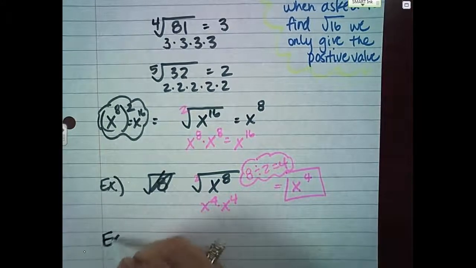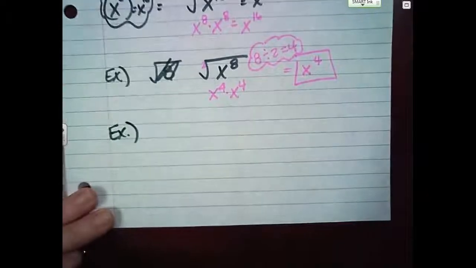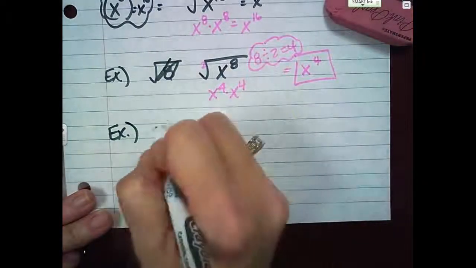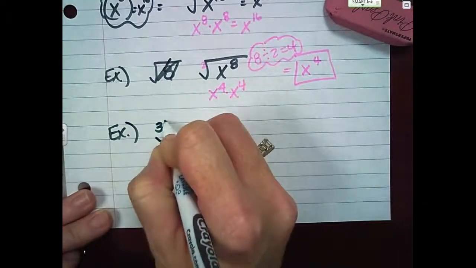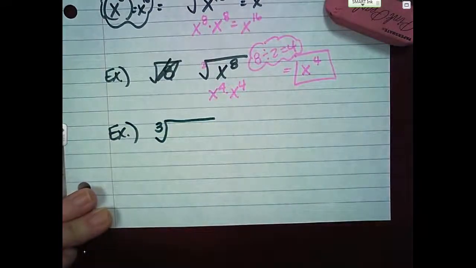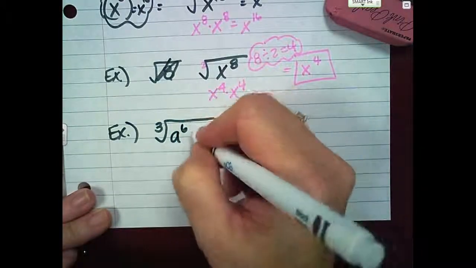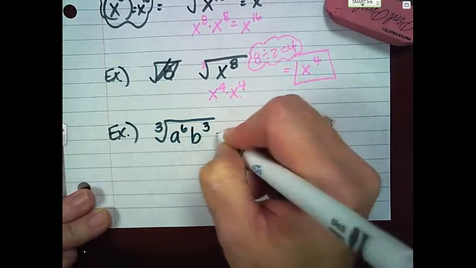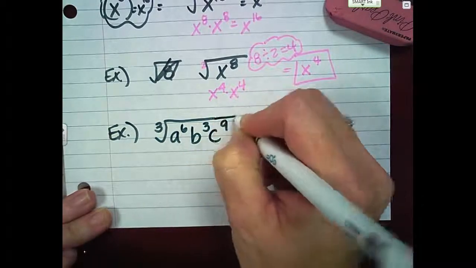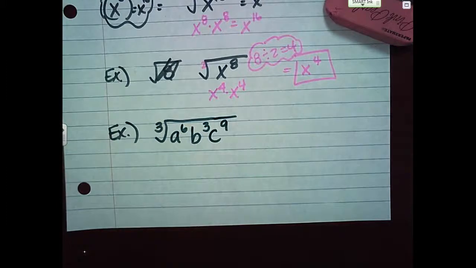Here's another one. If I ask you for the cube root, that means what number written 3 times, right? The square root is the number written twice. So the cube root of a to the 6th power times b cubed and c to the 9th. Let's use what you've learned on the first couple. Let's see if you can solve that.